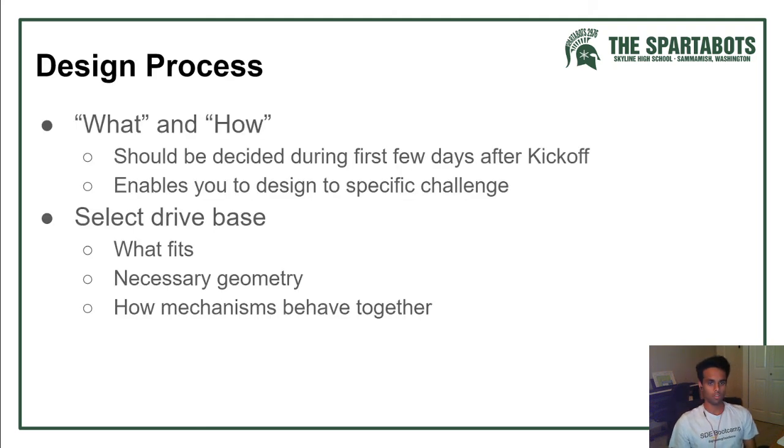So the design process, we'll go back to the what and the how. You should decide on the first few days of kickoff what the objective of the game is. Whether it's picking up a ball and shooting it, or picking up a tote and placing it somewhere, you've got to figure that out. After you've figured out the what, start thinking about different approaches of how you could do it. If it's picking up a ball, oh, we could shoot it, we could place it. This enables you to start designing towards a specific challenge.